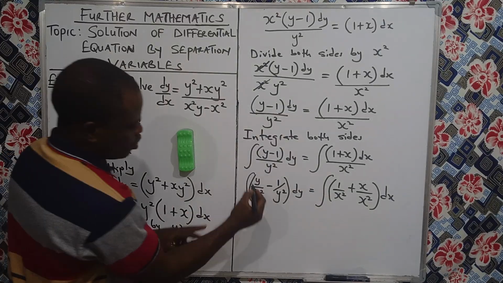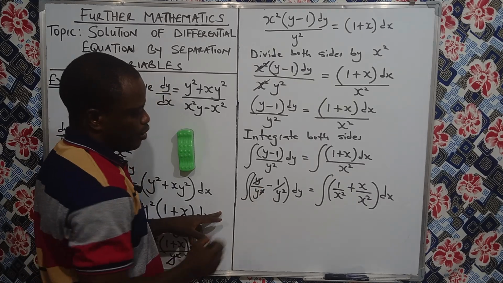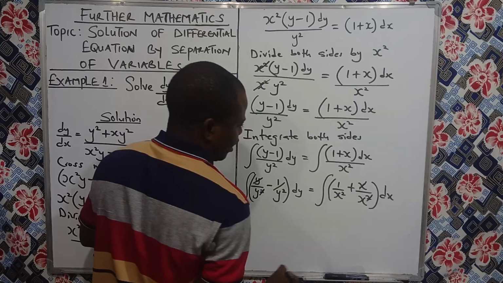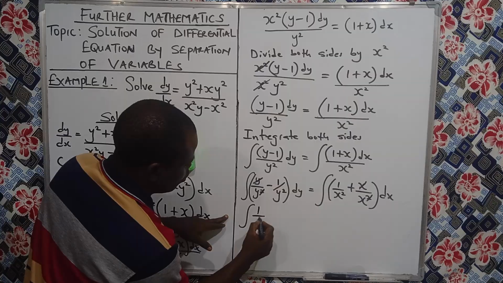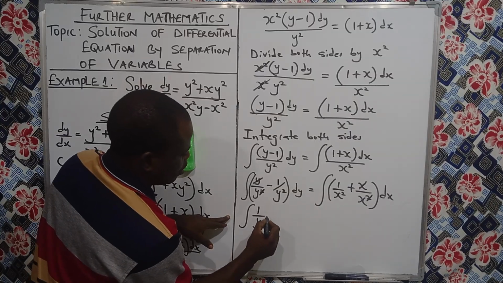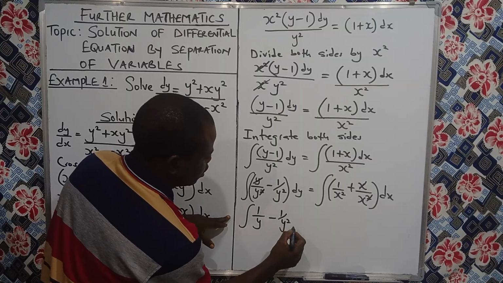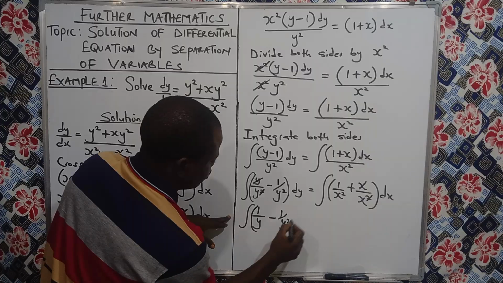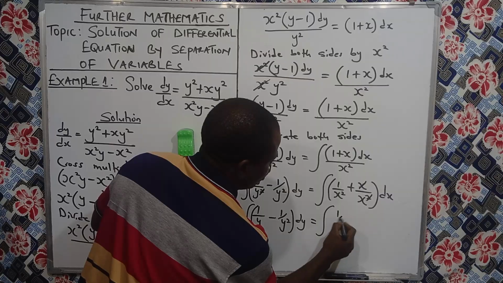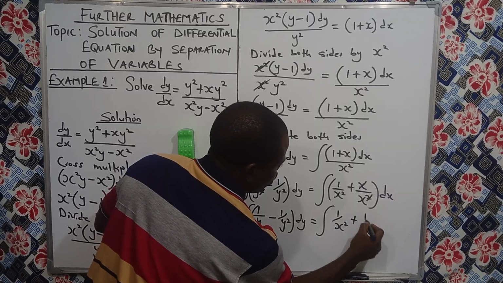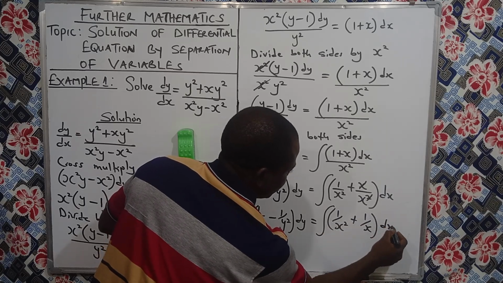Now, when you get to this point, you can see that one of the y will cancel one of the y, and this x will cancel one of the x. You are now left with the integral of (1 over y minus 1 over y squared) dy equals the integral of (1 over x squared plus 1 over x) dx.